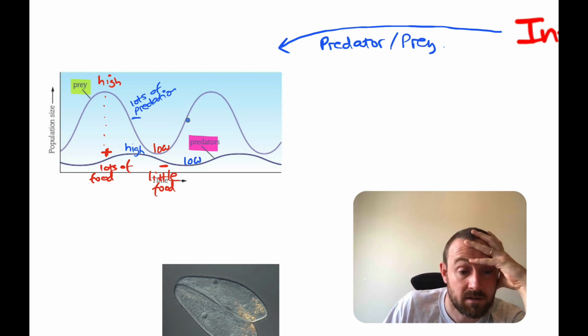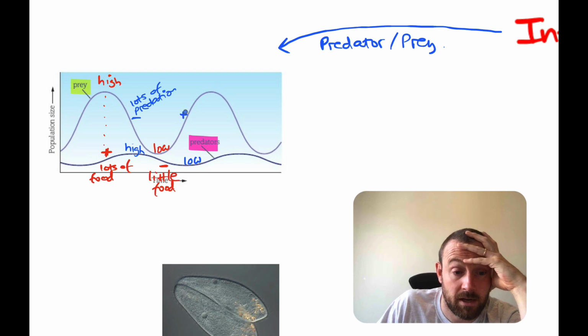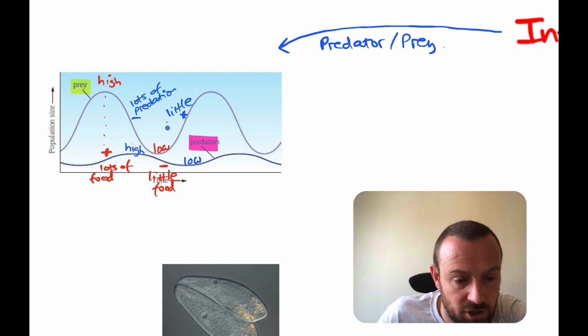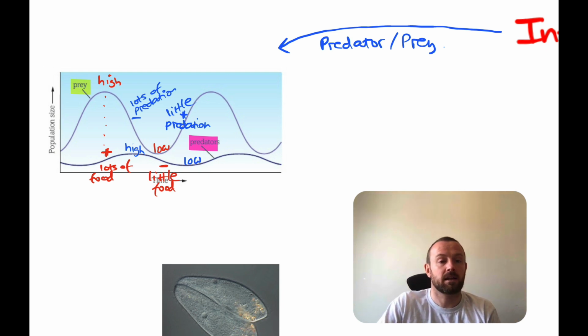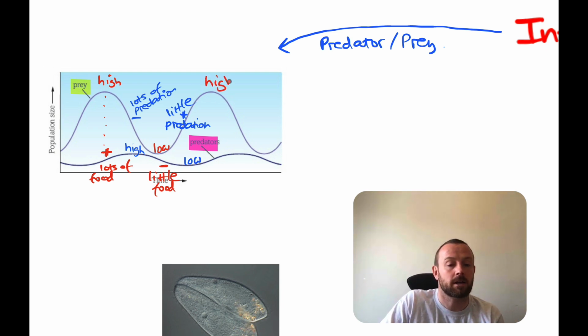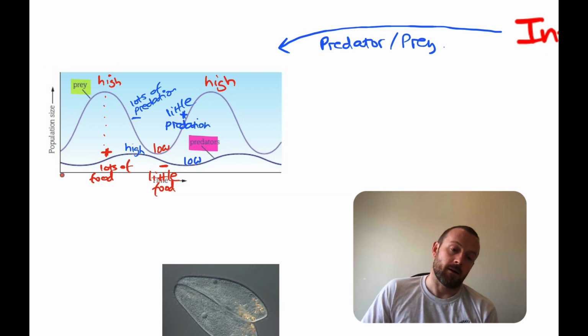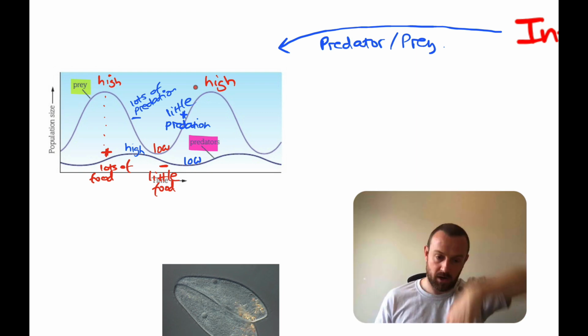And that means there is basically plenty of food available, and I could write here little predation. Sorry, it's getting a bit messy, but you can see what I'm trying to do. Little predation, so this is going up, and then we get high population, and we go round and round and round, okay? We go round and round in this cycle. So this is the theoretical curve for a predator-prey cycle, okay?